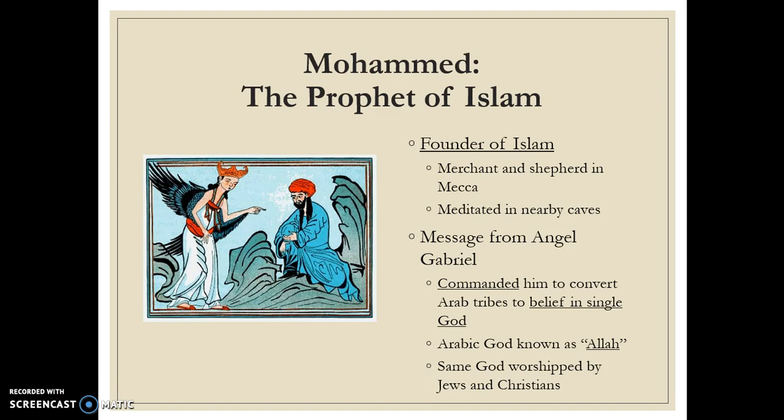And according to the Muslim history, the angel is asking Muhammad to convert all of the Arab tribes into monotheistic tribes. And so they become monotheistic. They give up all the other idols and gods that they worshipped and only worshipped one God, which they call Allah. And this is the very same God that is worshipped by Jews and Christians. This is just called by a different name.